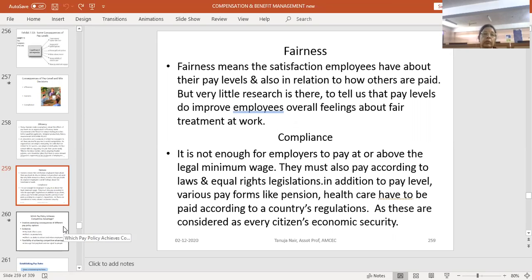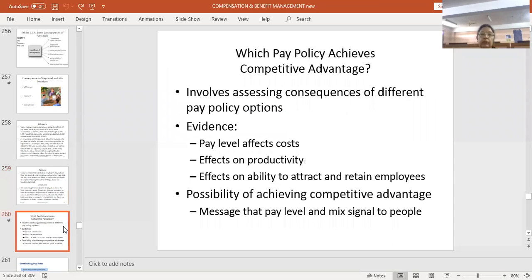So this is how the company can achieve efficiency, fairness, and compliance by designing their pay level and pay mix in a competitive manner. So, how to make your pay policy competitive? You have to make your pay policy competitive so that it is as per what the competition is paying, or better than competition, and your pay policy is able to attract talented employees towards your organization and is able to retain them.